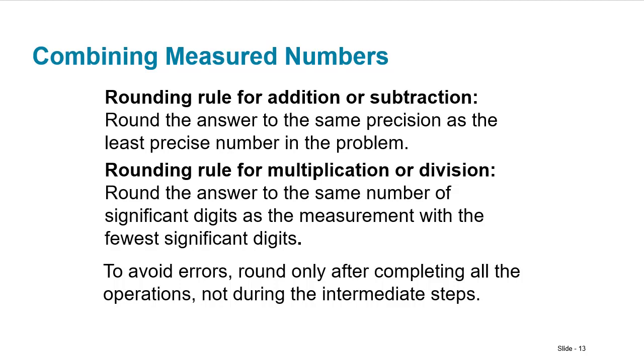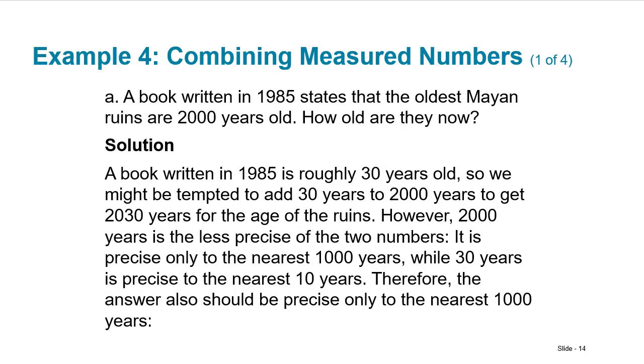And then rounding rule for multiplication or division: round the answer to the same number of significant digits as the measurement with the fewest significant digits. So it's the same rule, basically. It's just described 2 different ways. So in both of these things, you're basically rounding to the least precise, or the one with the fewest significant digits, which is the same thing as the least precise.